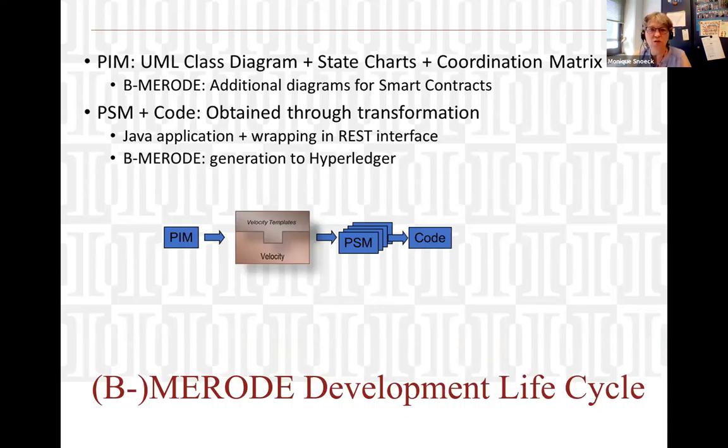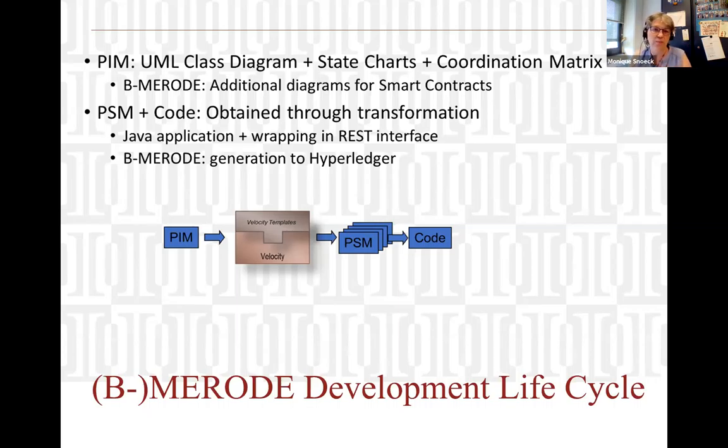In particular, if we look at a method to make this work, we can look at the Merode method and the BMerode method, which is an extension of the Merode method for blockchain development. There we define our platform-independent model using a UML class diagram, state charts, and a coordination matrix. Then specifically for the blockchain, we add a few matrices to take care of specific topics that we also need to design for a blockchain.